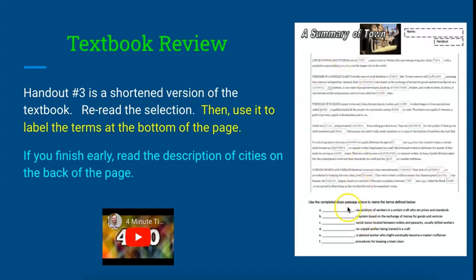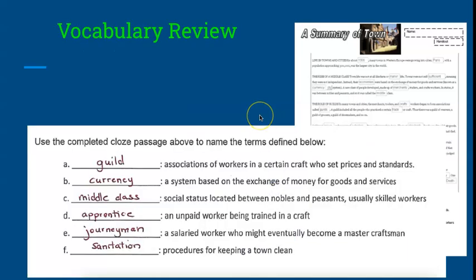After you read it, use the passage to plug in the vocabulary at the bottom of the page. Then read the back description on this that comes from a history book on the Middle Ages. Pause the video and do both the front and the back of handout 3 now. Check your answers against mine on screen.